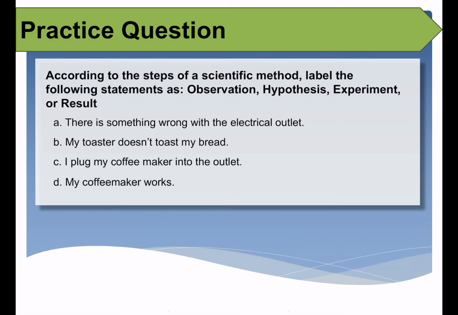Okay. All right. So here's a quick practice for you to identify the components and steps of the scientific method in this particular example. Let's go through these 4 statements and see if you can identify which is the observation, hypothesis, experiment, or result. Okay, let's go through these. In statement A, it says there is something wrong with the electrical outlet. B, my toaster doesn't toast my bread. C, I plug my coffee maker into the outlet. And D, my coffee maker works.